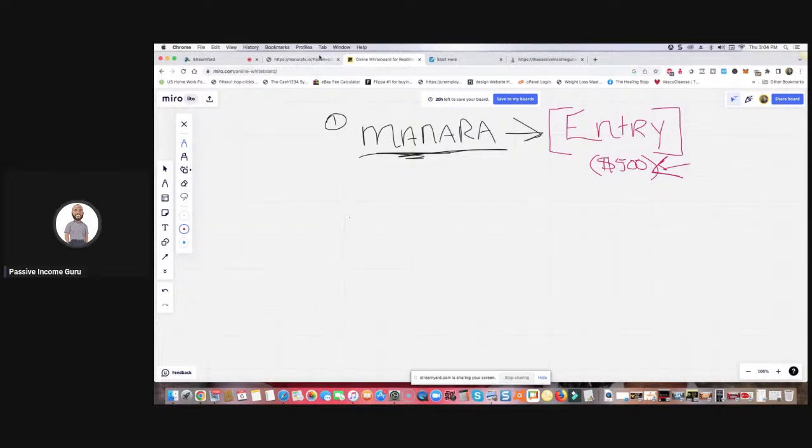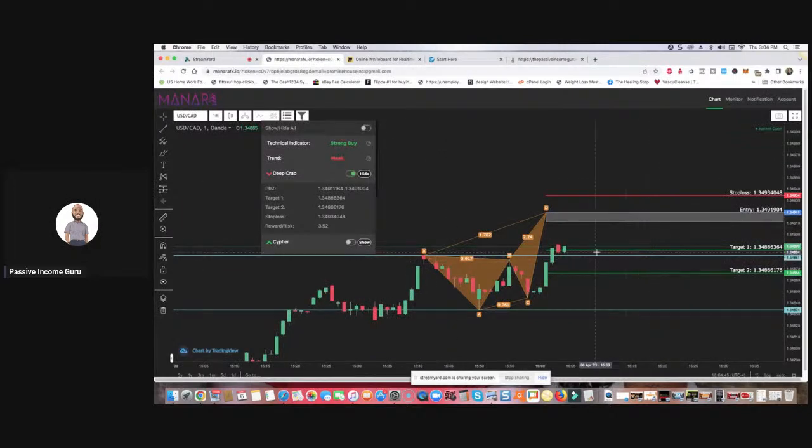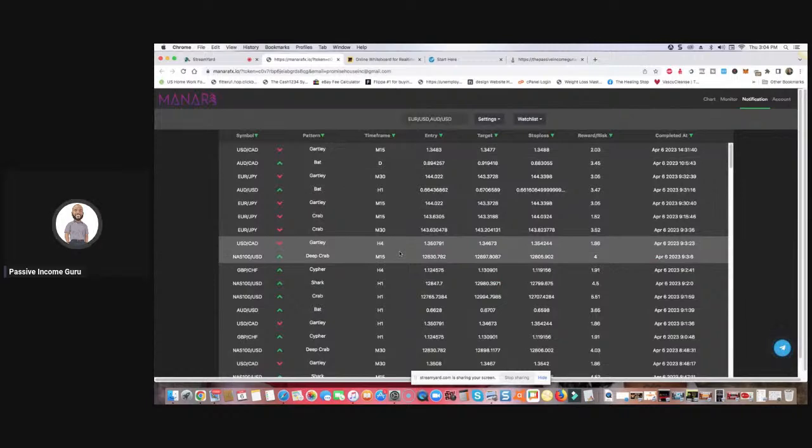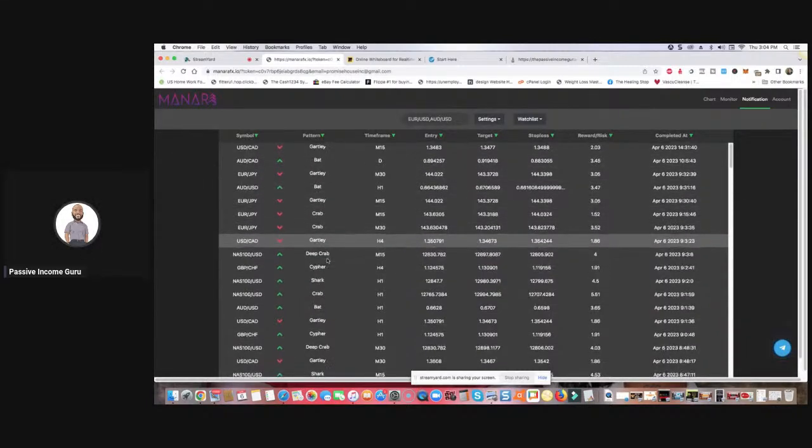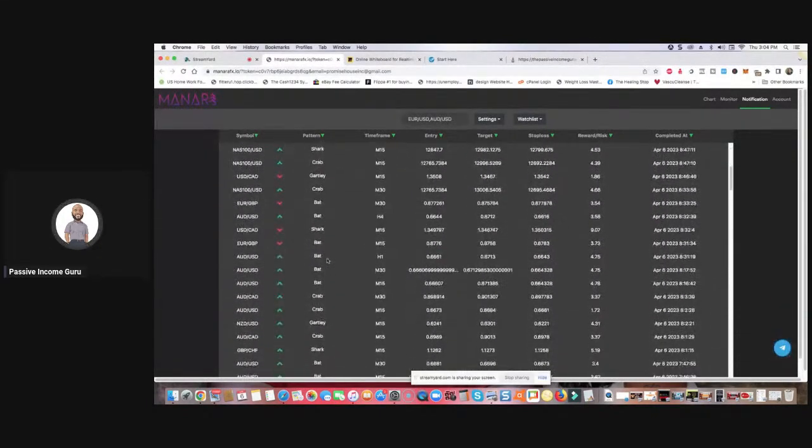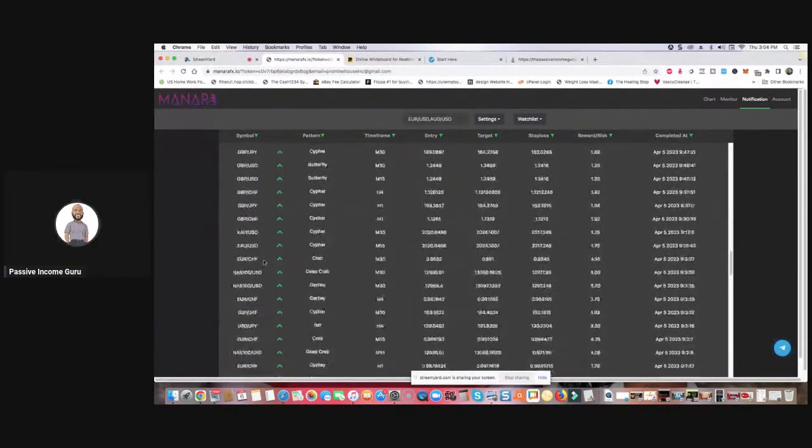But Menara is going to give you the setups, guys. That way you don't have to go to the charts and wonder and sift through all the pairs and see which one you want to trade, right?